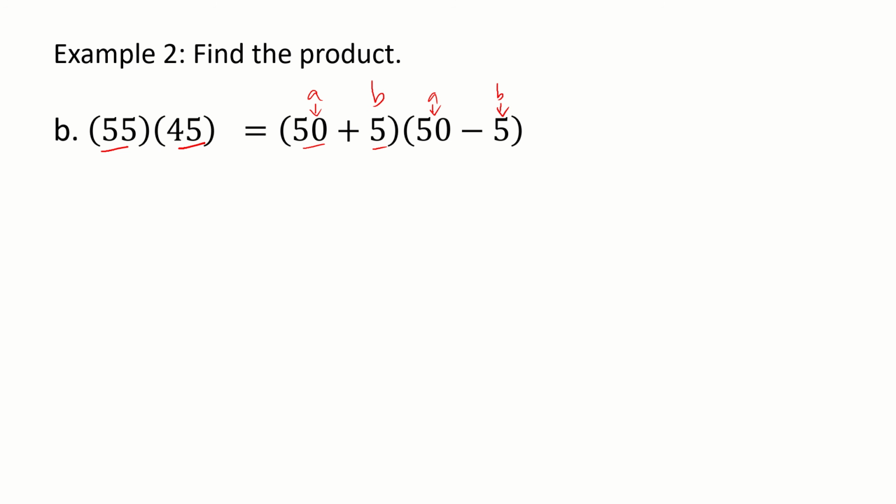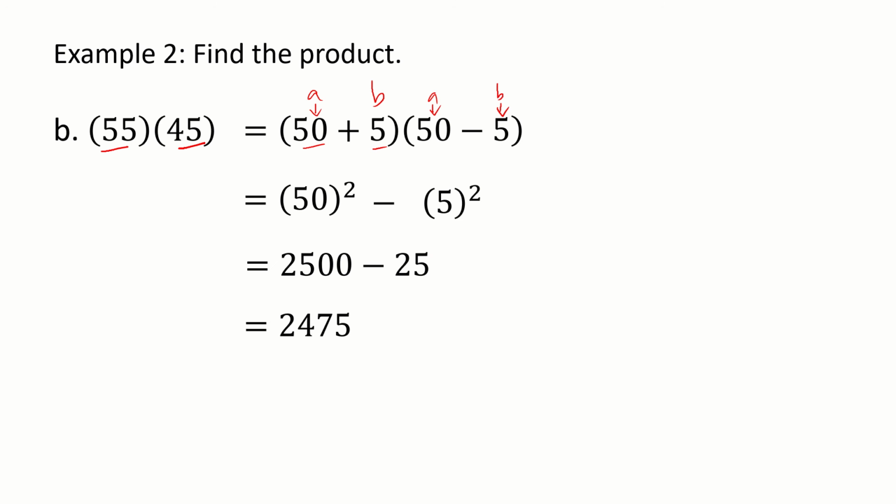So you can use a special product so that you can get the product of 55 and 45 in a short period of time. So you get the square of a, which is 50, so 50 squared. Always a minus. Then the square of our b, which is 5. So 50 squared is 2,500. 5 squared is 25. And 2,500 minus 25 is 2,475. That's our final answer.